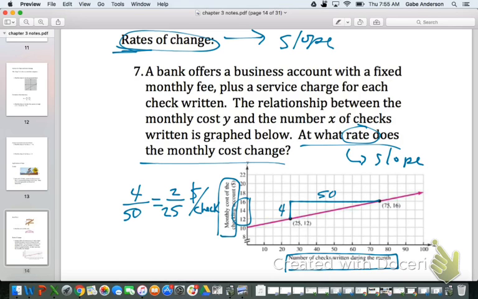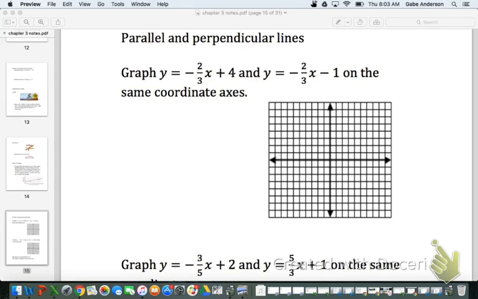Okay. Awesome. Very good. Let's move on to our final topic. A little bit of review. So if you guys would, this first example says graph those two lines on the same coordinate axes there. So you have an opportunity to do this in a couple of different ways.